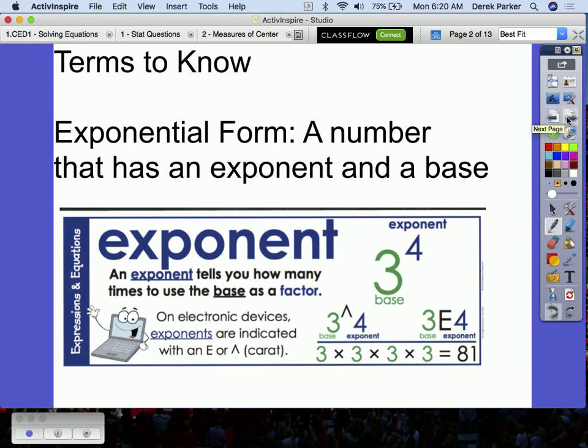Terms to know. Exponential form is a number that has an exponent and a base. An exponent tells you how many times to use the base as a factor. For example, 3 to the 4th power: your 3 is your base, your 4 is your exponent, and that means 3 times itself 4 times.